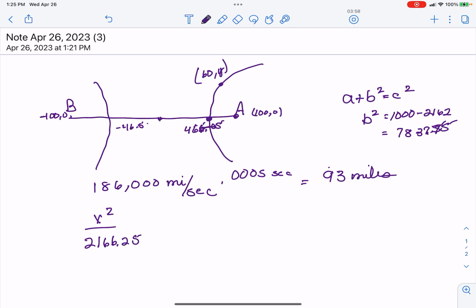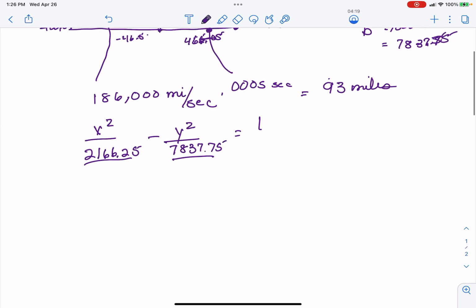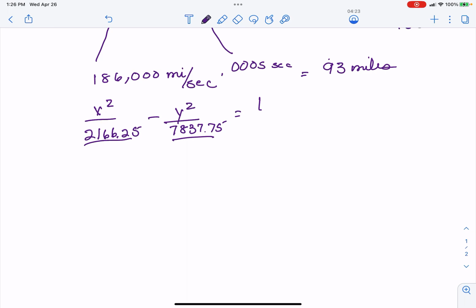Okay, so our equation is x squared over 2,162.25 minus y squared over 7,837.75 is equal to 1. Because this is a squared and this is b squared. Now, what we're trying to find is y. We know what x is, so this is some pretty serious math.